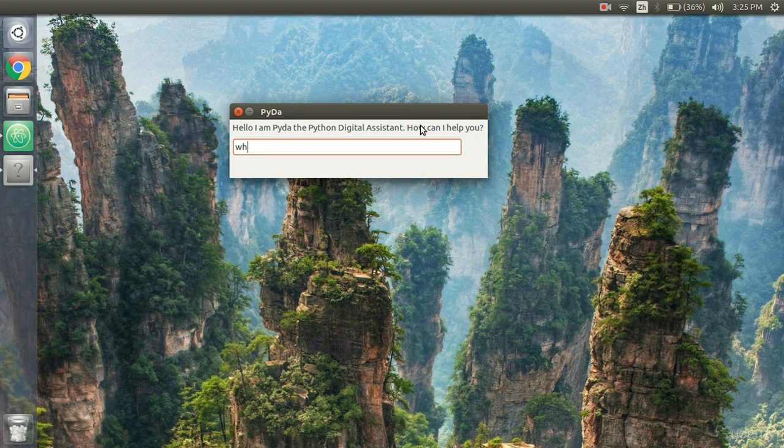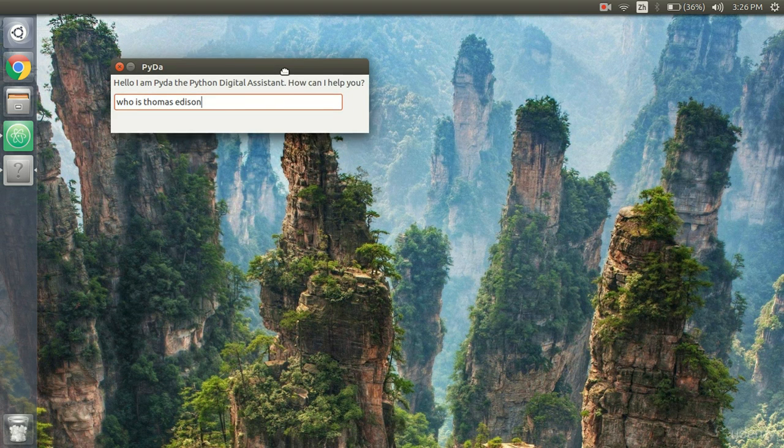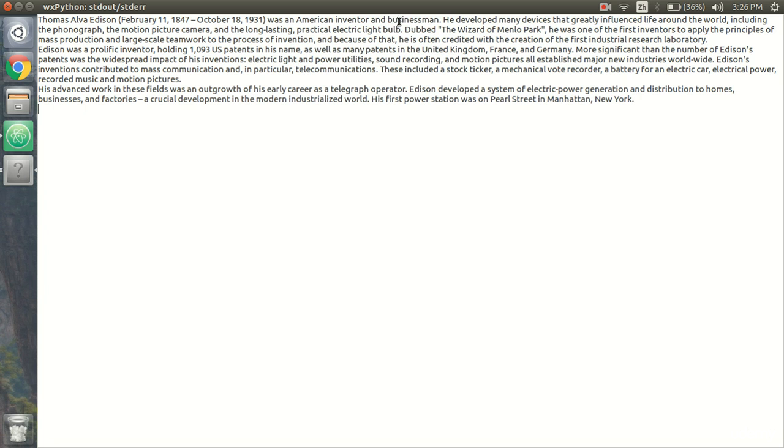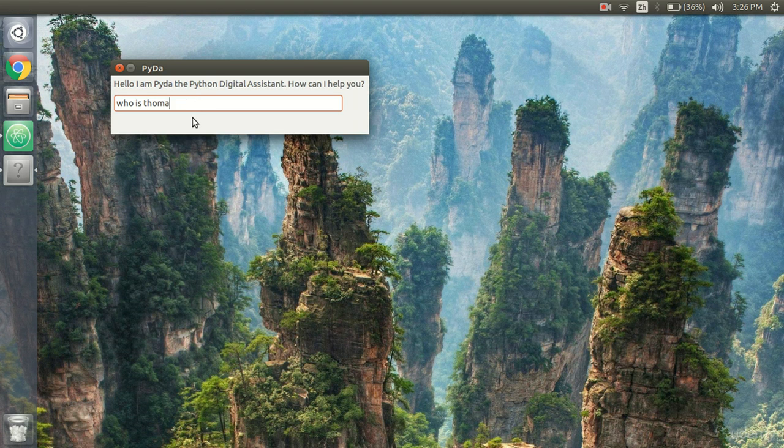Great, we can also get data from Wikipedia. So if we say something like what are, or what is, or who is, or anything like that, it will give us the Wikipedia article of what we look up. So if I ask it something like, who is Thomas Edison? And you will see it comes up with the Wikipedia article, or at least the summary of it, for Thomas Alva Edison.